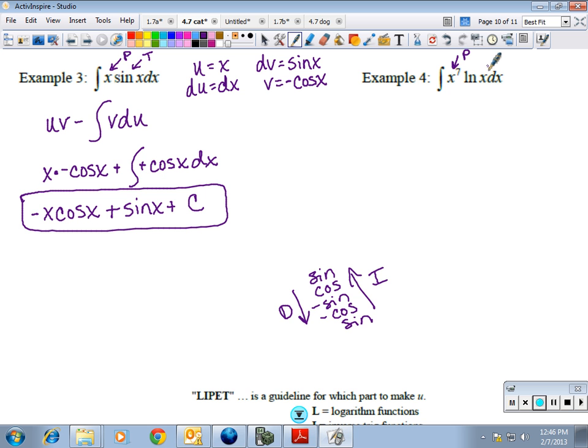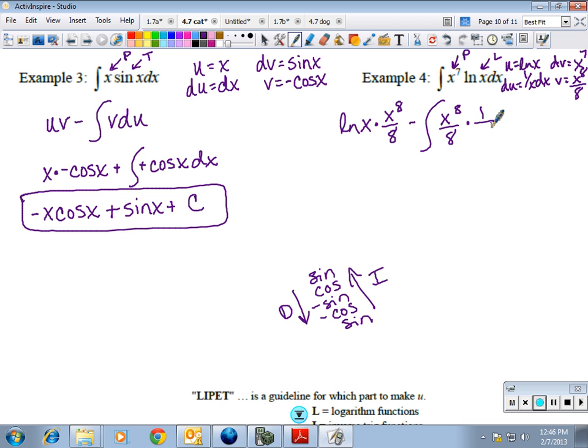I have a polynomial and I have a log. So I'm going to let u be my log, and I'm going to let, I didn't leave myself enough room. U be my natural log, and my dv is my x to the 7th. My du is going to be 1 over x dx. My v is x to the 8 over 8. So it's u, natural log of x, times v, x to the 8 over 8, minus the integral of v, x to the 8 over 8, du, 1 over x dx.